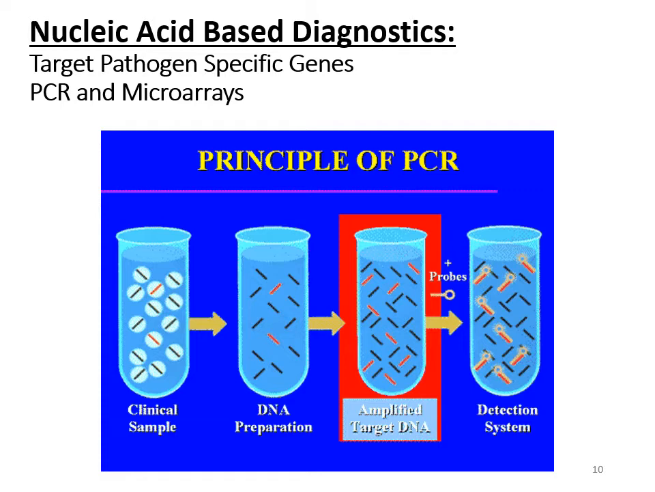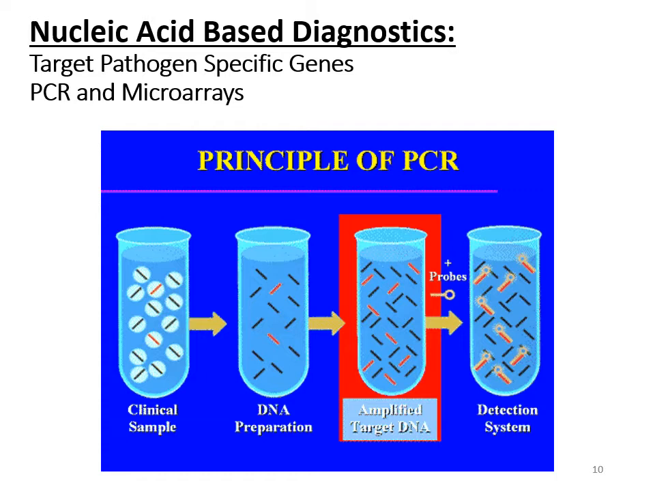What then happens is, if the patient's infected, these probes will find their match in the sample and they'll bind to it. You can then amplify them and get a detection. So for instance, you run them on a DNA gel and you'll see the UV bands light up.